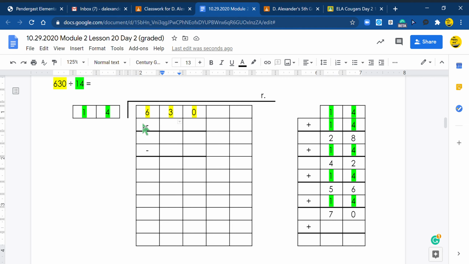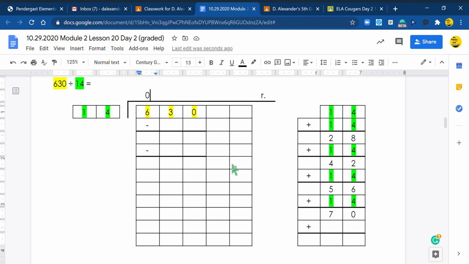So here we go. I need to look at my 14 and see if it'd go into my 6. Right, I can't take 14 pieces out of 6, so right above it in my quotient, I'm going to write a 0. It's my placeholder. It's going to hold it to make sure I don't move numbers over. Now I'm going to go 14 into 63.